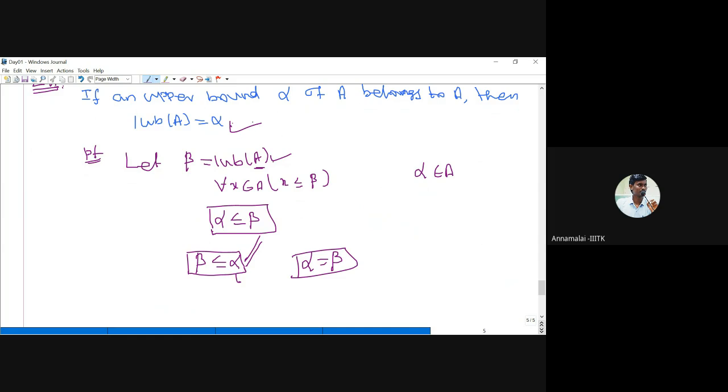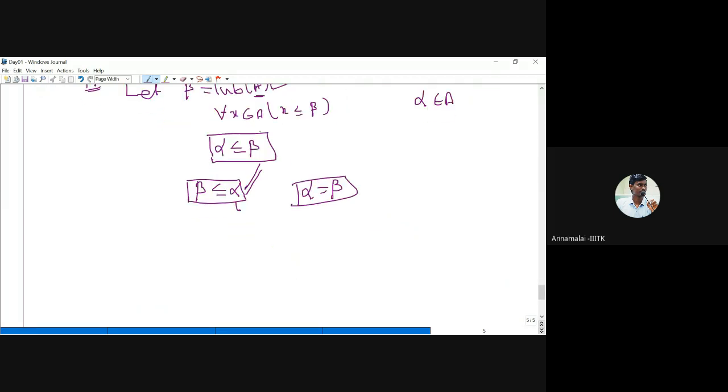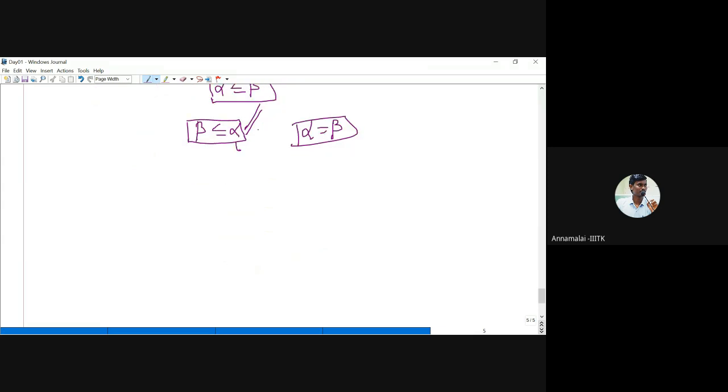So maybe we'll discuss some examples to find the LUB and GLB, or infimum and supremum, of a set. So, exercise. Suppose we take A equal to the open interval (0, 1). So what is the definition of this? It is the set of all real numbers that lie between 0 and 1, excluding 0 and 1. All real numbers between 0 and 1. So this is the open interval (0, 1).